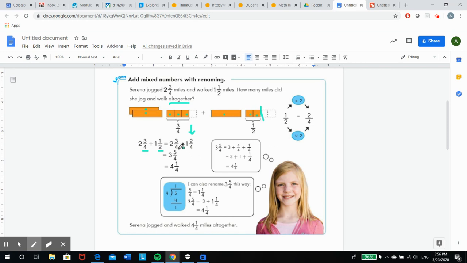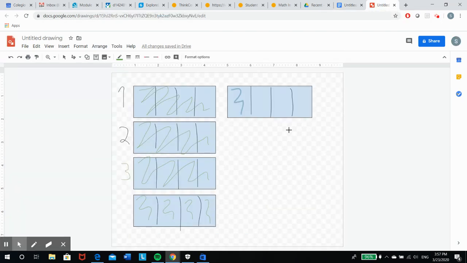Now that I have like fractions here, I am able to add them. So remember, I add the wholes first, which is 2 plus 1 equals 3, right? And then I can add my fractions. 3/4 plus 2/4, which equals 5/4. But let's take a look at how 3 and 5/4 looks, okay?